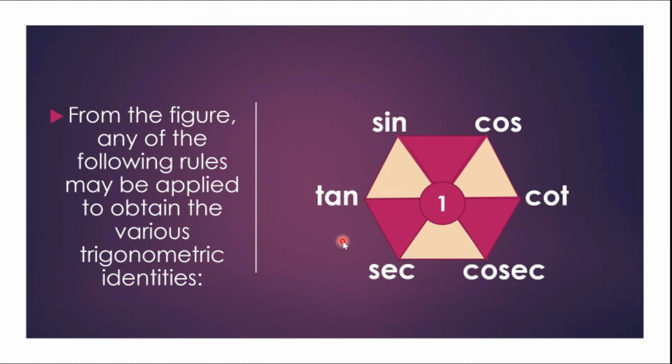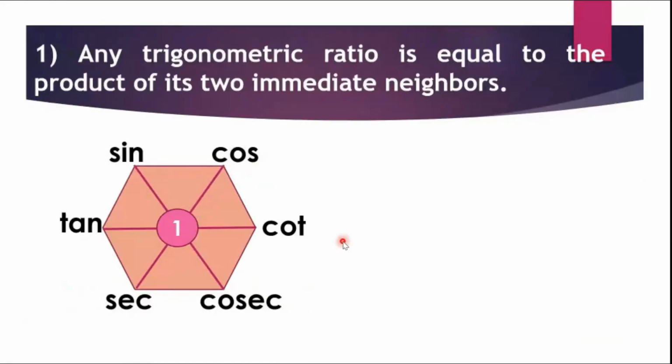So let us talk about rule number 1. So using this hexagon, any trigonometric ratio is equal to the product of its 2 immediate neighbors. So the 6 vertices are the trigonometric ratio. And according to rule number 1, any of this is equal to the product of its 2 immediate neighbors. So what does that mean? For example, sine. Okay? So, sine is equal to the product of its 2 immediate neighbors.